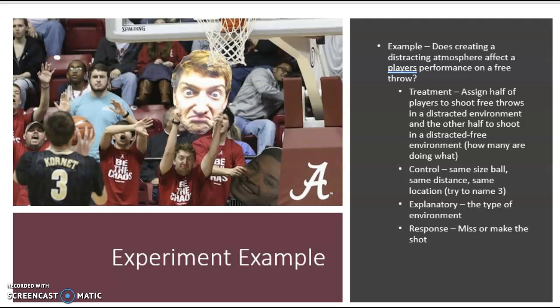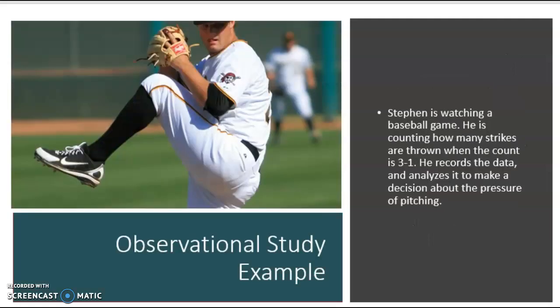Explanatory. So what are you actually changing in this? That's going to be the type of environment. You're going from the rowdy crowd to the quiet crowd. So the type of environment will be the explanatory variable. And then the response variable, you're going to measure by makes or misses. All right, let's move it on.